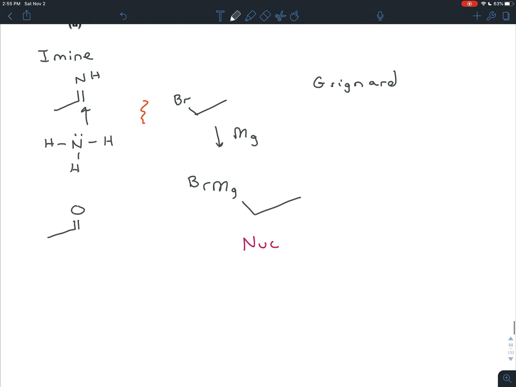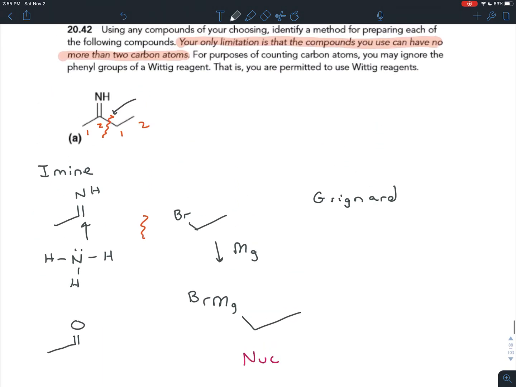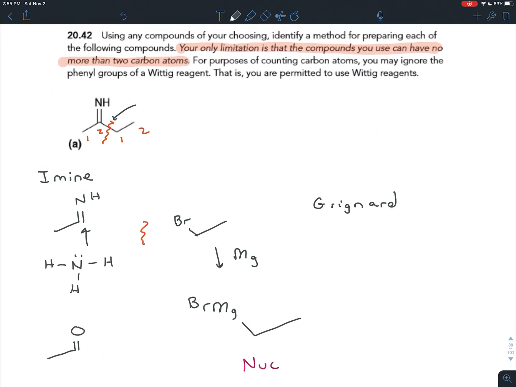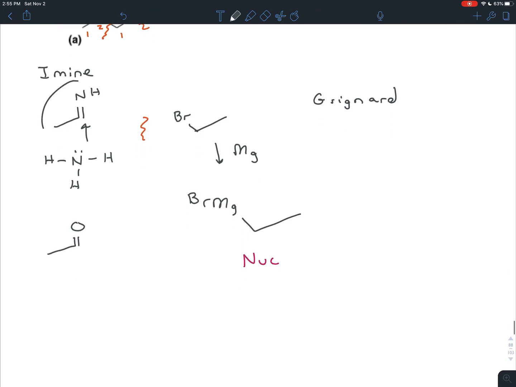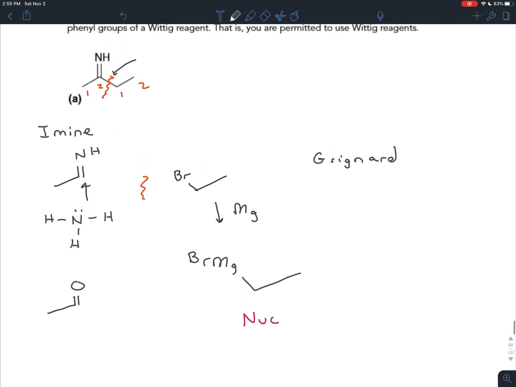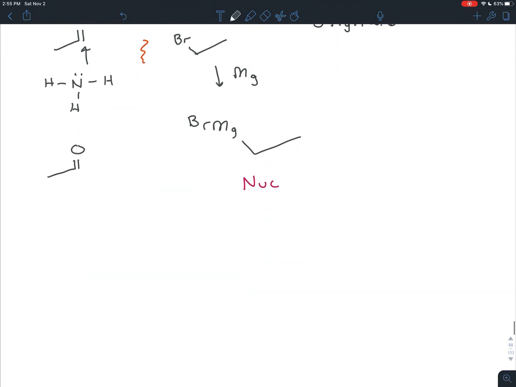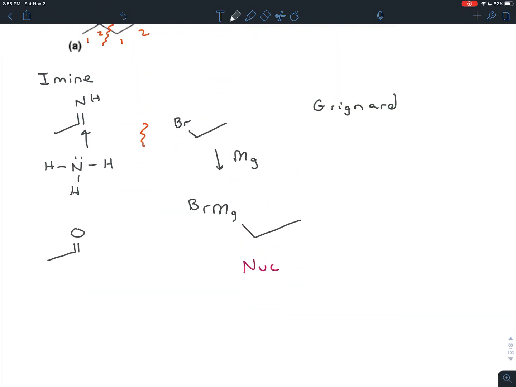And how can we get this, though? Well, actually, technically, we could just start with that, right? We could start with that because we can make anything. We can use any reagent. Our only limitation is the number of carbons. But if we did this, we'd still be missing the other two carbons in the molecule. So what we'll need to do first is to connect the two carbon branches. And after we connect them, we can form this imine.